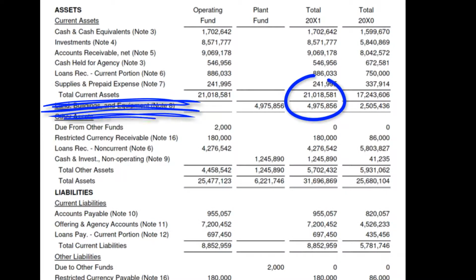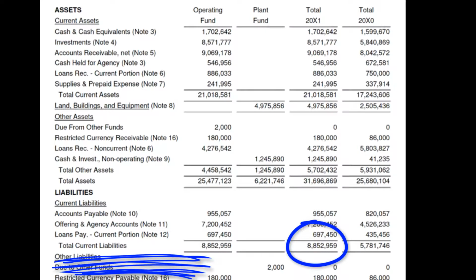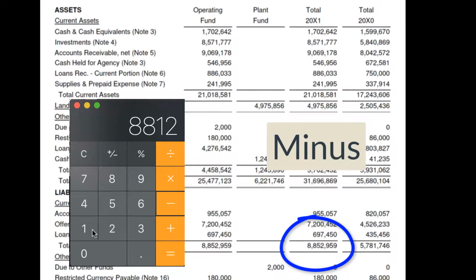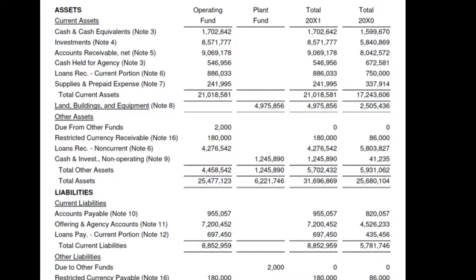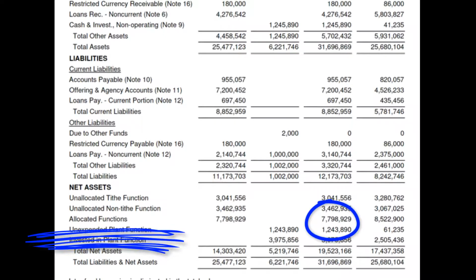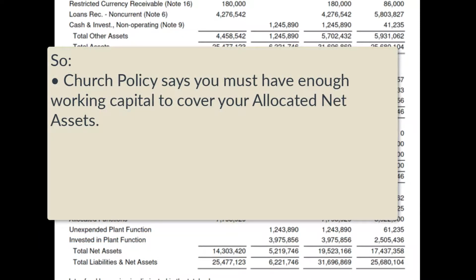So we have our current assets. The first burden it encounters is the current liabilities, and that gave us, I don't know, whatever that number is there, 12,000, something like that, left over in working capital. Well, the first thing that we have to think about is that of that 12 million, 7 million of it is needed for our allocated functions.